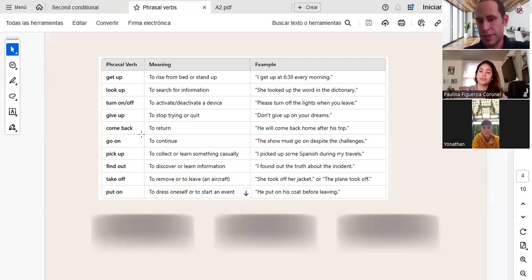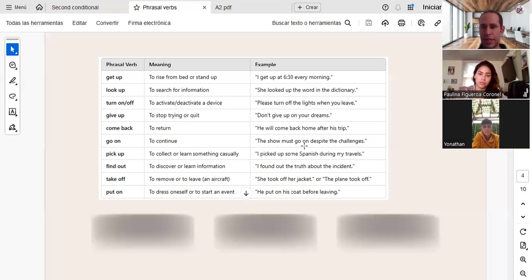Come back, to return. He will come back home after his trip, right? Come back, return. Go on, to continue doing something. So the show must go on despite the challenges, right? El show debe continuar a pesar de los desafíos. Pick up, to collect or learn something casually. I pick up some Spanish during my travel. So I learn Spanish during my travel, casually.